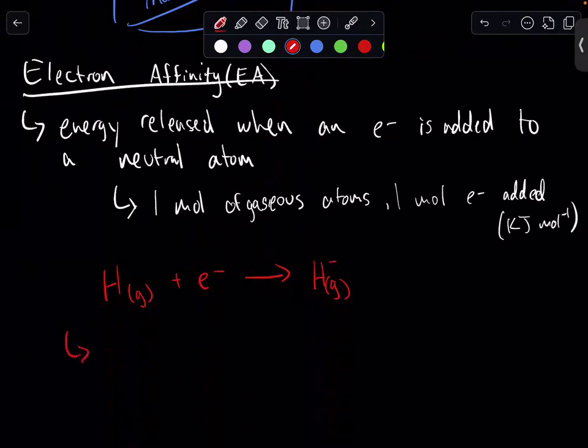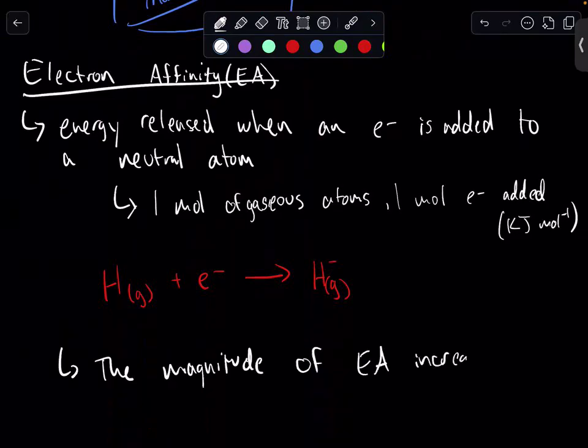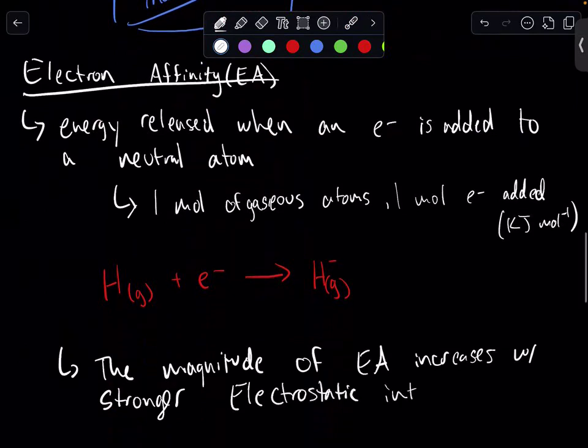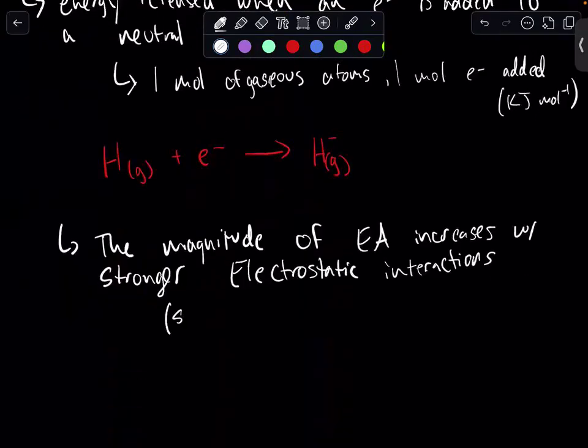So generally, the magnitude of electron affinity increases with stronger electrostatic interactions. And what I mean by that is we want small radii and large effective nuclear charges.